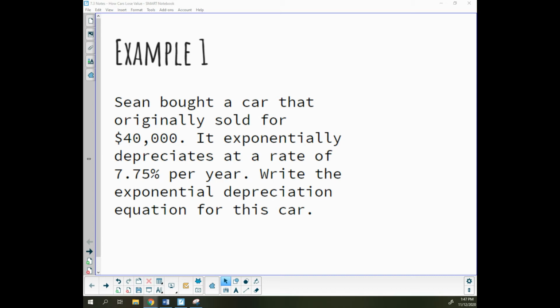Okay guys, on this first example, we're going to look at this story problem, and our goal is just going to be to write the equation that shows how the car depreciates over time. So it tells us, and actually, you know what, before we even start, I'm going to write that generic one that you already saw in your notes.